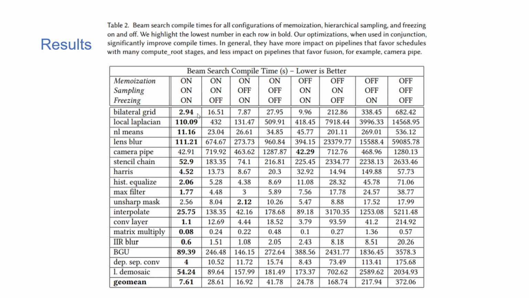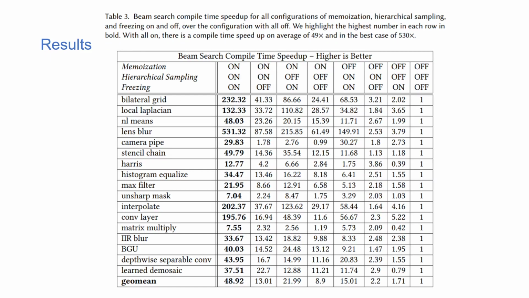And bilateral grid was the one that was affected by sampling and freezing. So if we turn sampling and freezing off, I guess it will be this one. It's going to execute 10 times slower. And this is basically the speedup, which is showing the same.